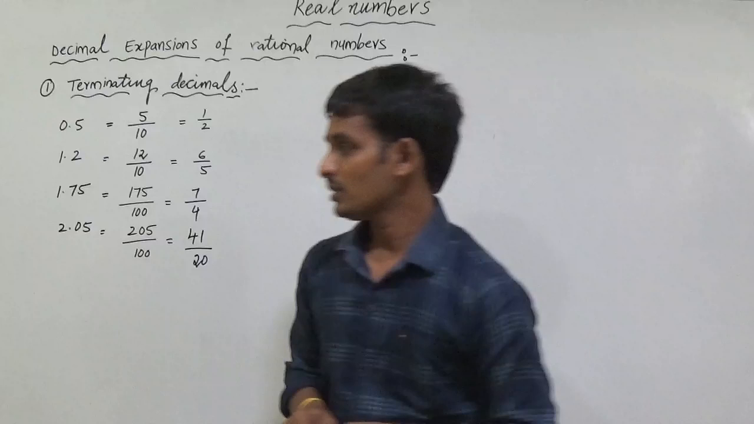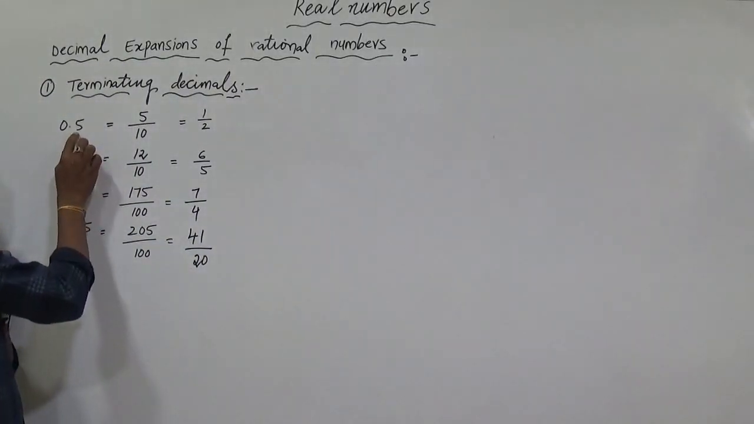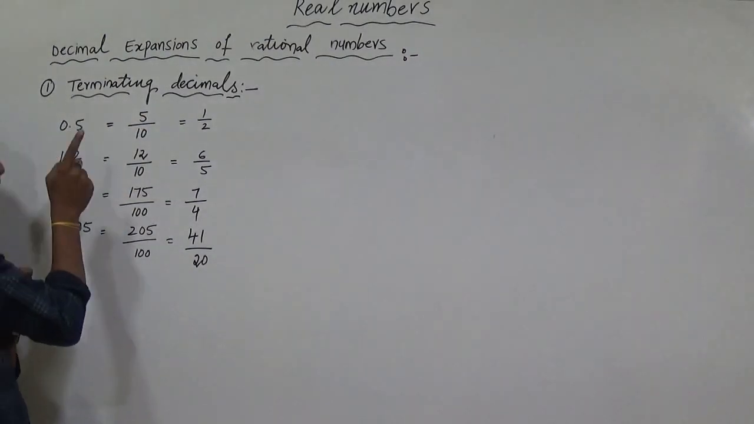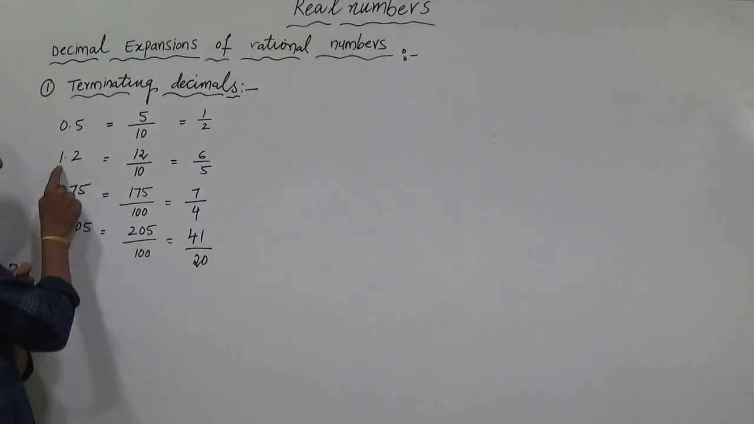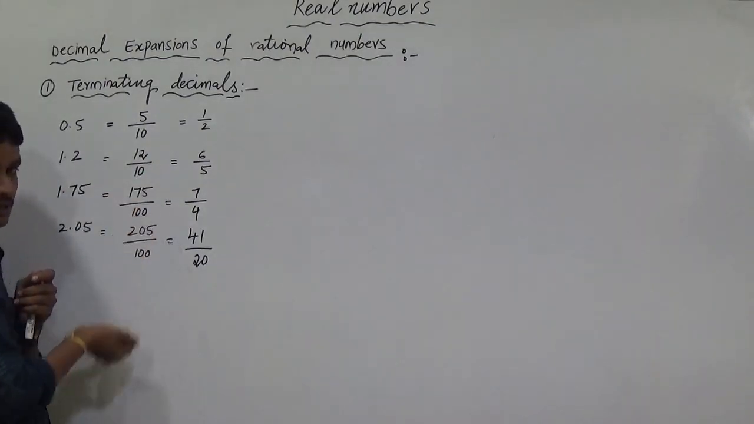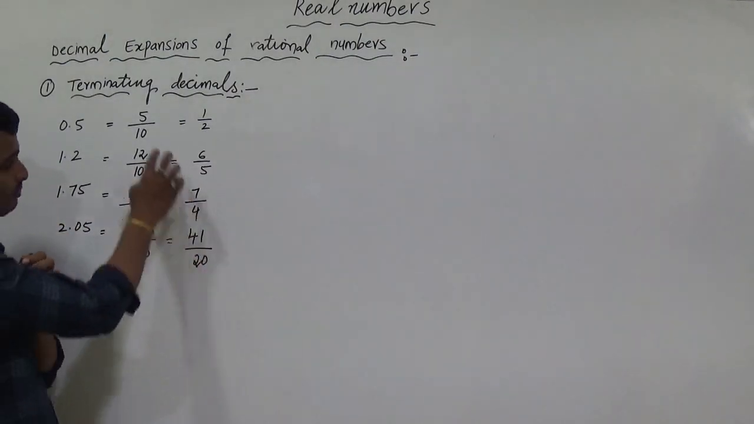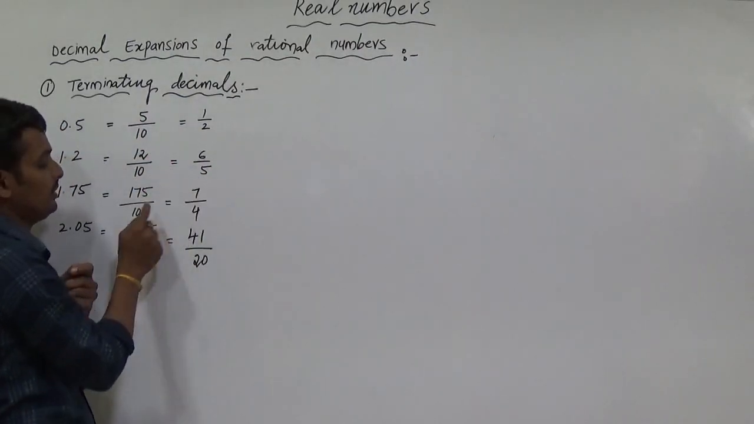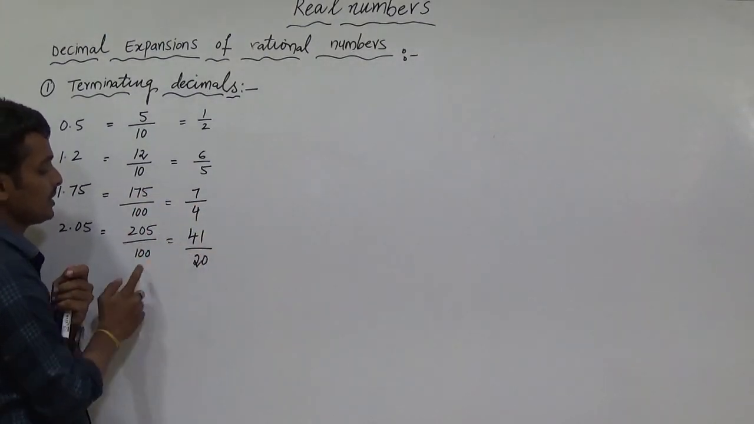First of all, we know how we can convert the decimal number into a rational number. Here there is only the number 5, and after the decimal point there is only one place. That's why we are keeping 10. Here 1.2, if you keep the decimal point, 12 by 1 place, 10. 1.75, 2 places, 100. 2.05, 2 places, 100. So I am simplifying. 5 table cancel, 1 by 2. 12, 2 table cancel, 6 by 5. 25 table cancel, 7 times 4 times. 5 table cancel, 41 times 20 times.